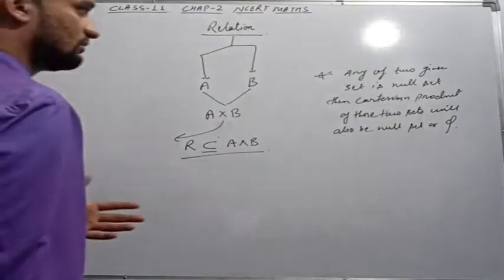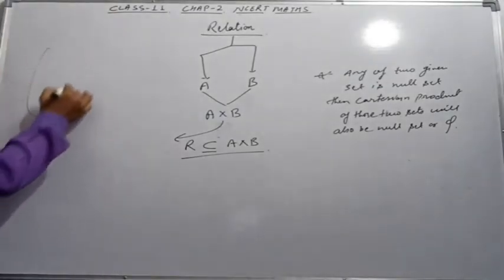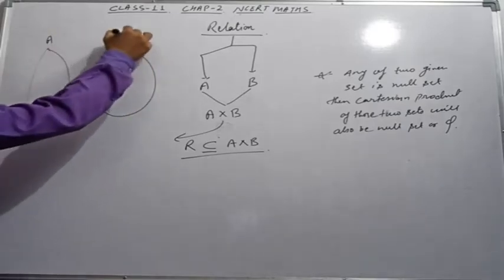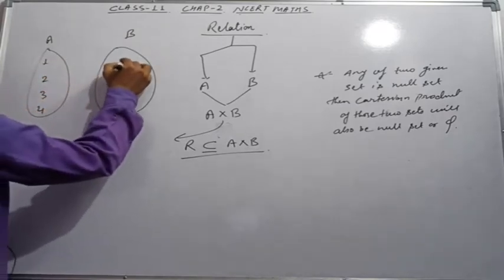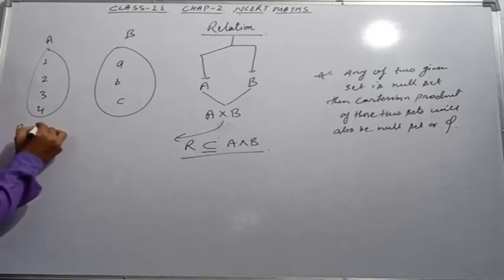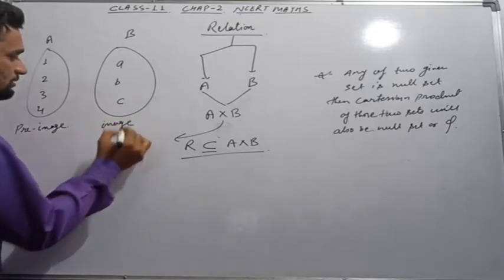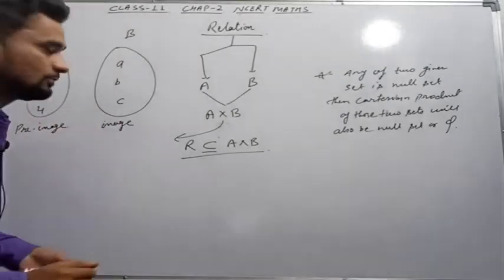Suppose this is one set, this is second set. Suppose this is A, B. This is 1, 2, 3, 4. A, B, C. So what we need to do? This is pre-image and this is image part. Focus here. This is very, very important for the concept of relation.